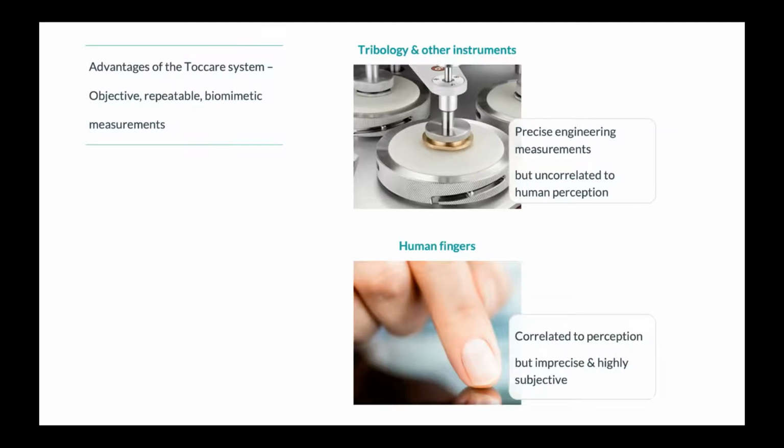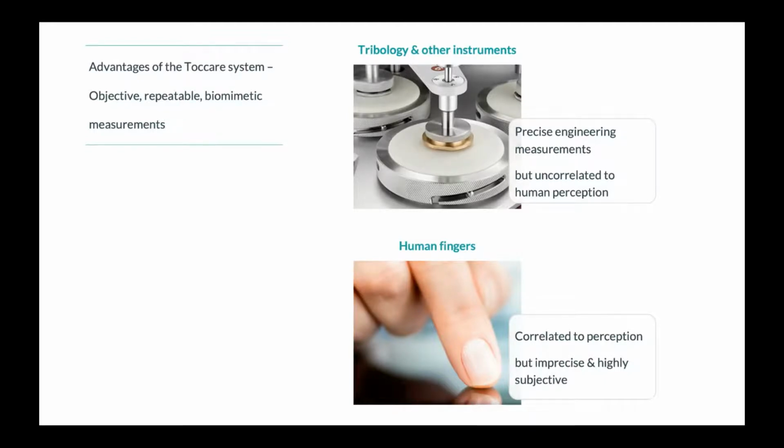On the other side of things, many of you may be leveraging human fingers, or humans as instruments. And while humans are exceptionally correlated to their own perception, they are highly imprecise. They're not very repeatable, and we're biased, we're subjective. We have subconscious tendencies, and we have an inability to orthogonally separate our senses.